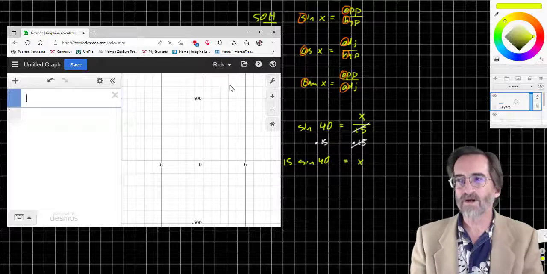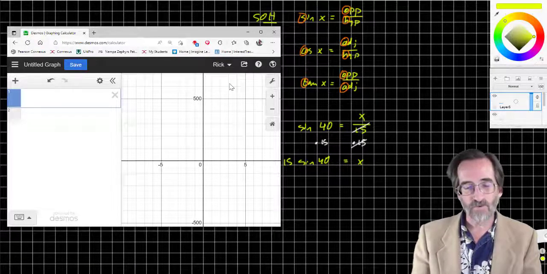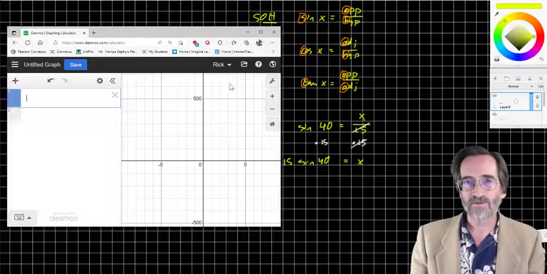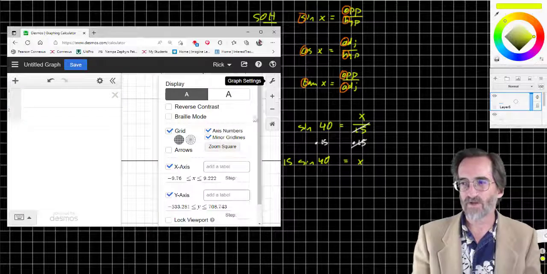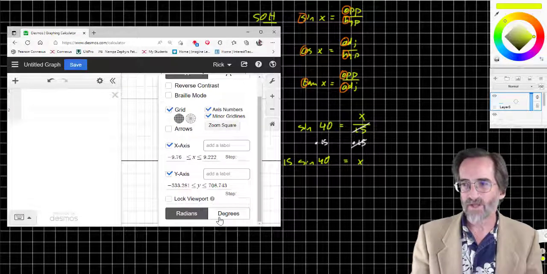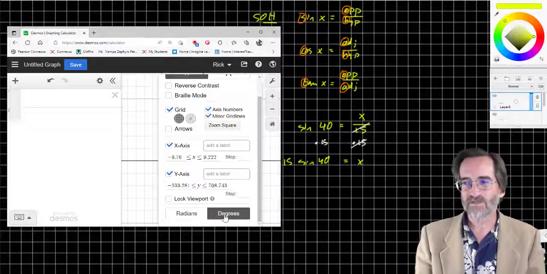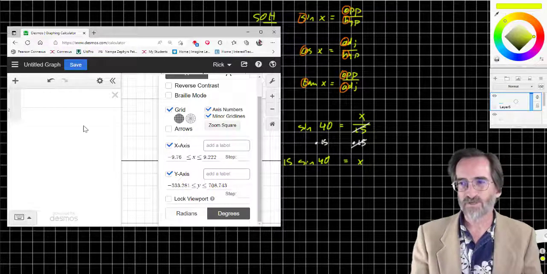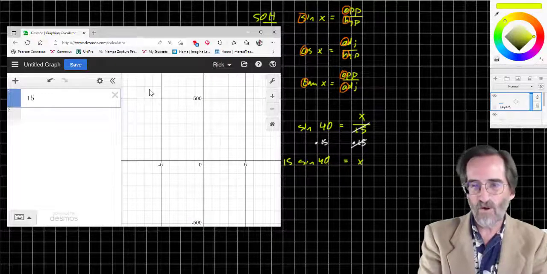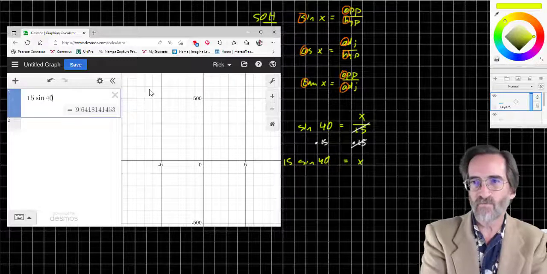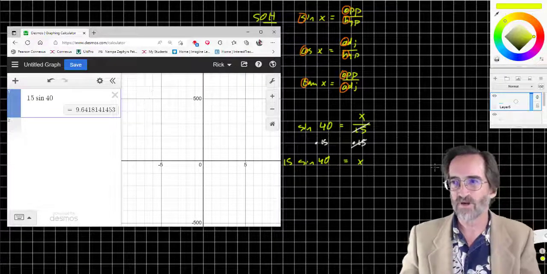Now, one thing about Desmos, there are different degree measures. There are radians and there are degrees. Desmos defaults to radian measure, not degrees. So you're going to need to click on the wrench tool every time you open Desmos and select degrees. The wrench mode is the settings tool. Make sure it is on degrees, otherwise your answers won't make sense. Okay? But after that, all I need to do is type 15 sine 40. And it's that simple. It's 9.64 to the nearest tenth, about 9.6.